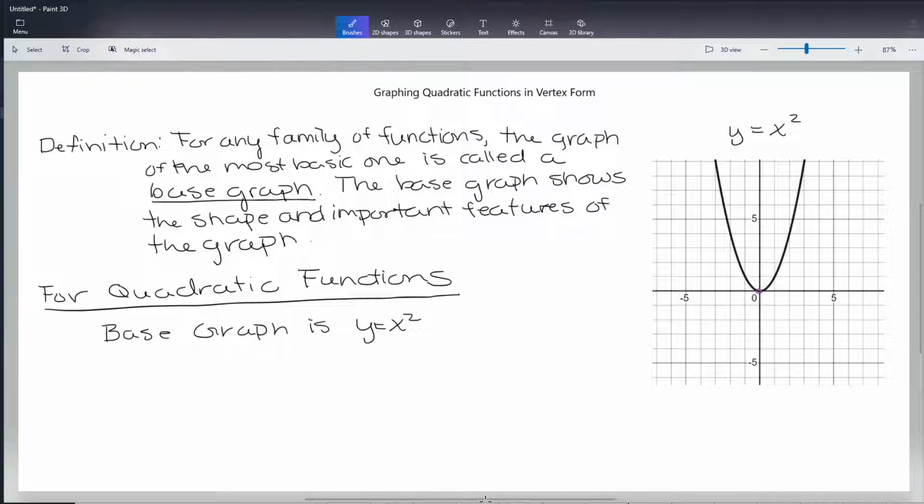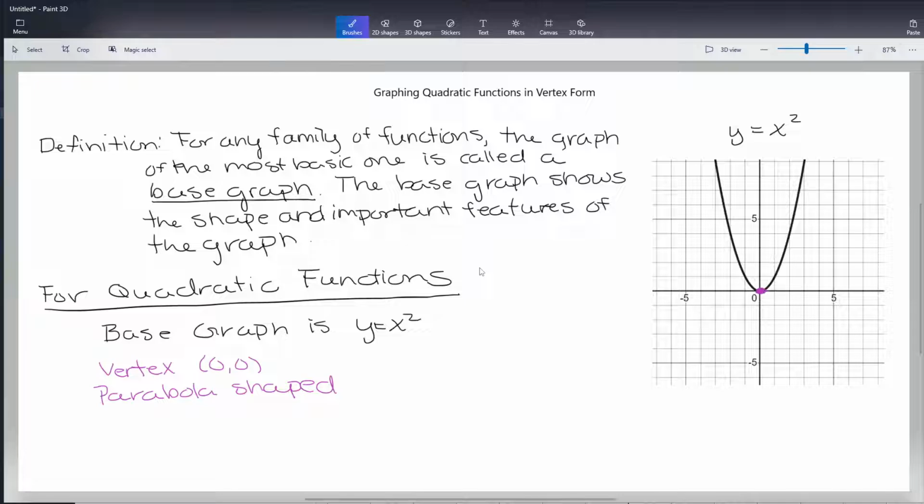Now we know that the center part is called the vertex. So in this base graph, we know that the vertex is the point 0, 0. We can see it there. We know that it is parabola shaped. In fact, we know that all quadratic functions are parabola shaped, right? That's the point of the base graph. It shows us the overall shape of the graph.